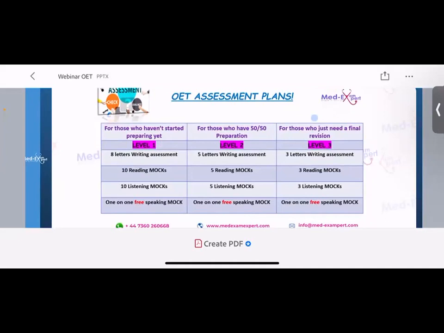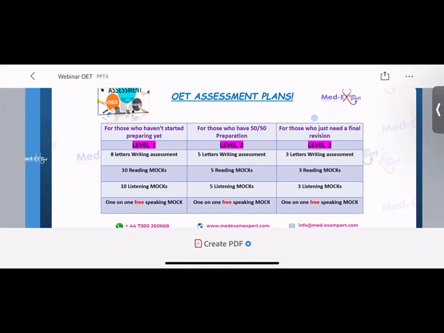Okay, now you can see on my screen that there is the OET Assessment Plan by MedExam. We have divided it into 3 levels. Level 1 is for those who haven't started preparing yet. It includes 8 letter writing assessments, 10 reading mocks, 10 listening mocks, and one-on-one free speaking mock.